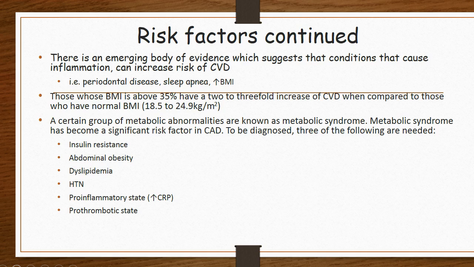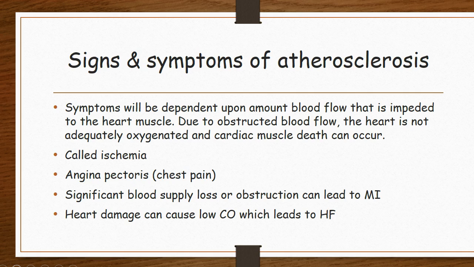Then you also have those metabolic abnormalities known as metabolic syndrome, and that is a significant risk factor with coronary artery disease. So you need 3 of the following: insulin resistance, abdominal obesity, dyslipidemia, high blood pressure, increased CRP, and a prothrombotic state. High blood pressure, abdominal obesity, and dyslipidemia are like the leading 3 factors there.